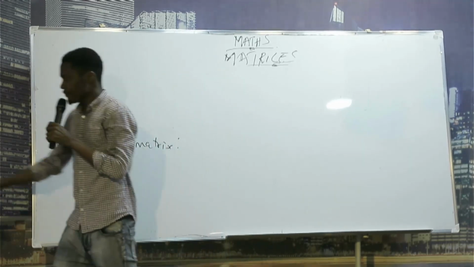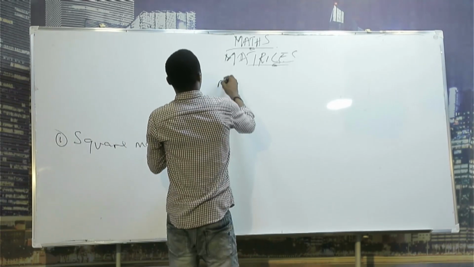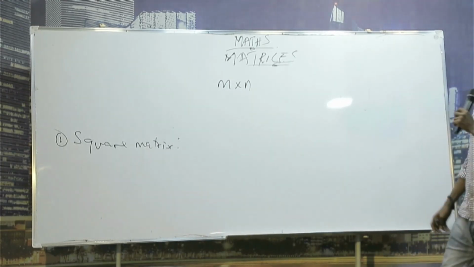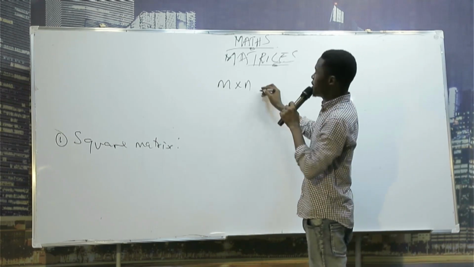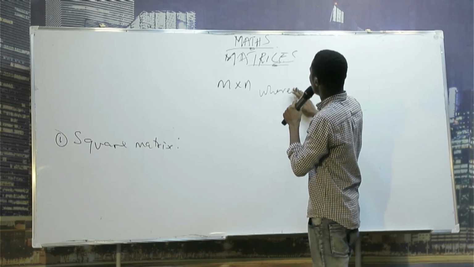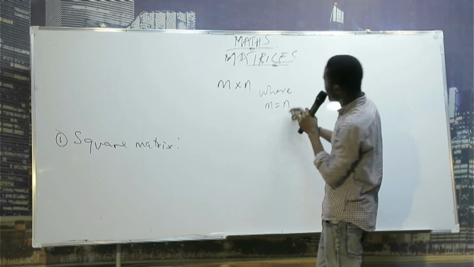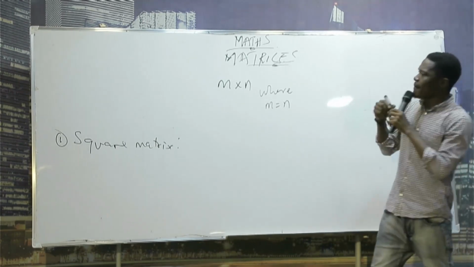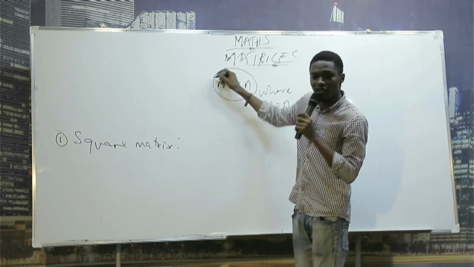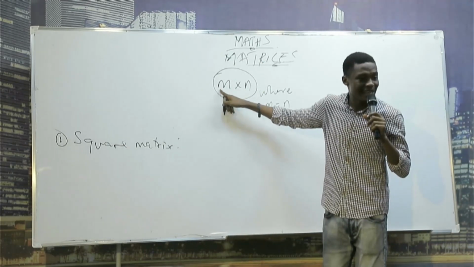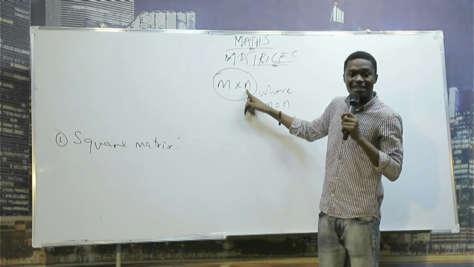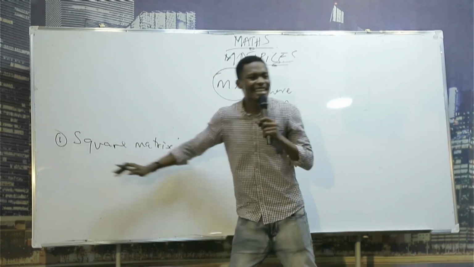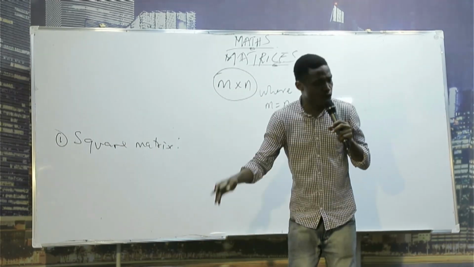It has the order M by N. Of course, you know how we write that. M times N, where M equals N. Remember, class, if I tell you that the order of a matrix is M by N, what does M represent? Rows. And N represents what? Columns. Good. So we said that a square matrix is a matrix that has equal number of rows and columns.